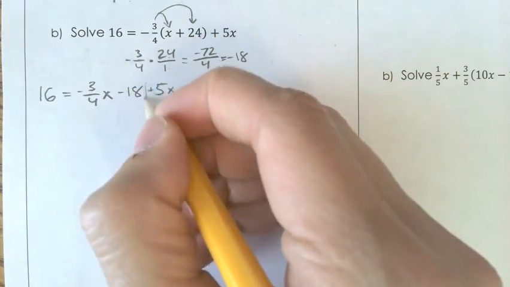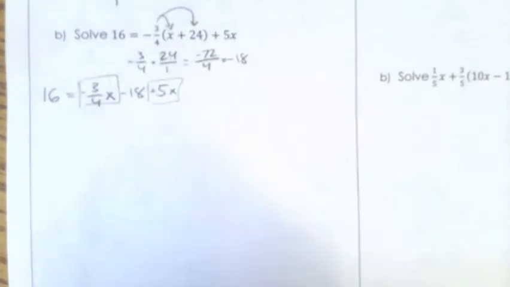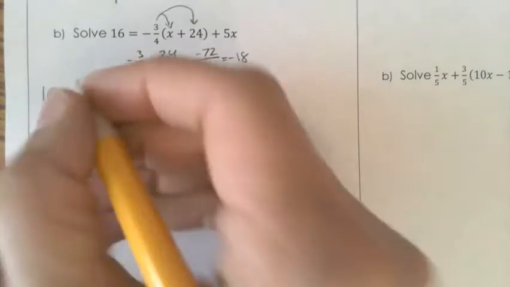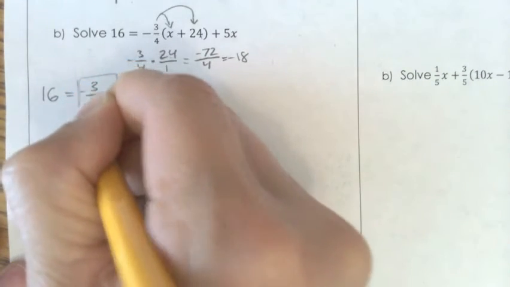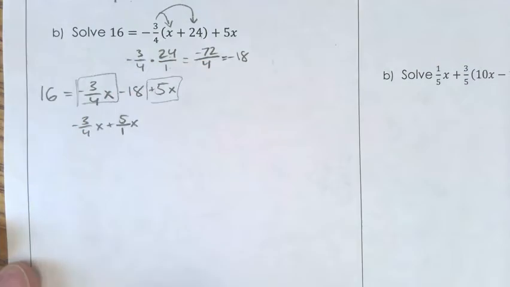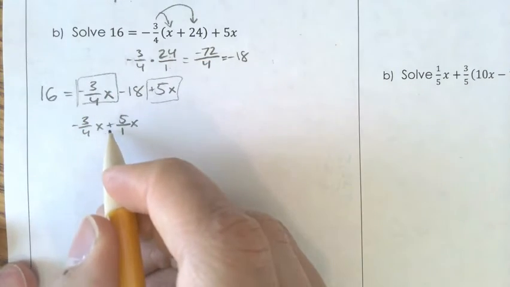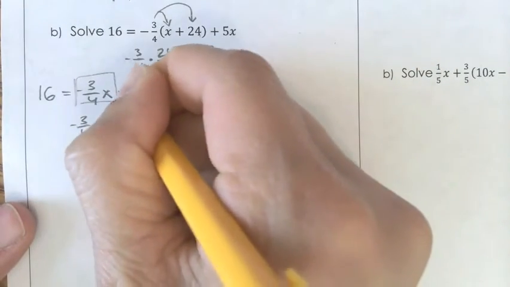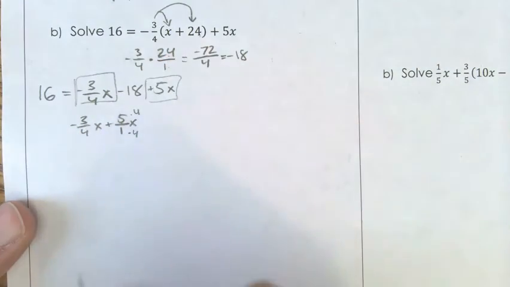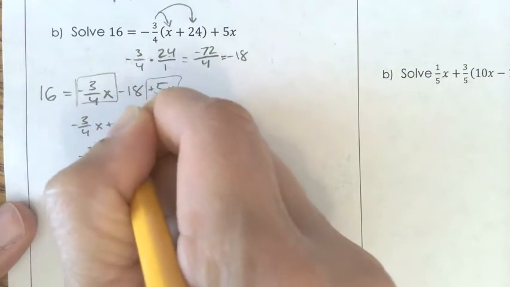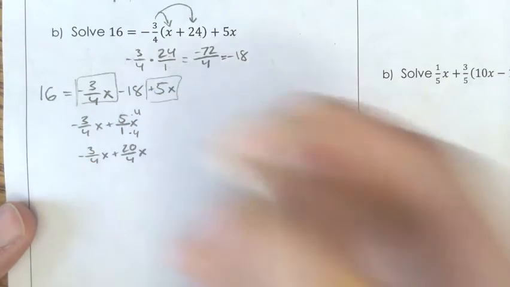I now see that I have some like terms I can combine. And there's one that's a fraction, one that's not. So let's write this out. Negative 3/4 x plus 5x. Remember to put the whole number over 1. And since we're adding, not multiplying, adding, so we need common denominators. So I'm going to multiply this one by 4. So they both have a denominator of 4. And then we have negative 3/4 x plus 20 over 4x.